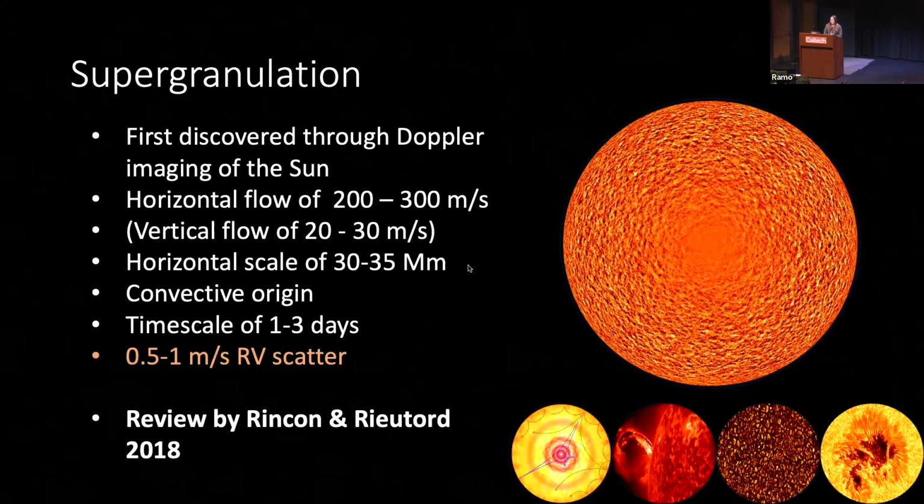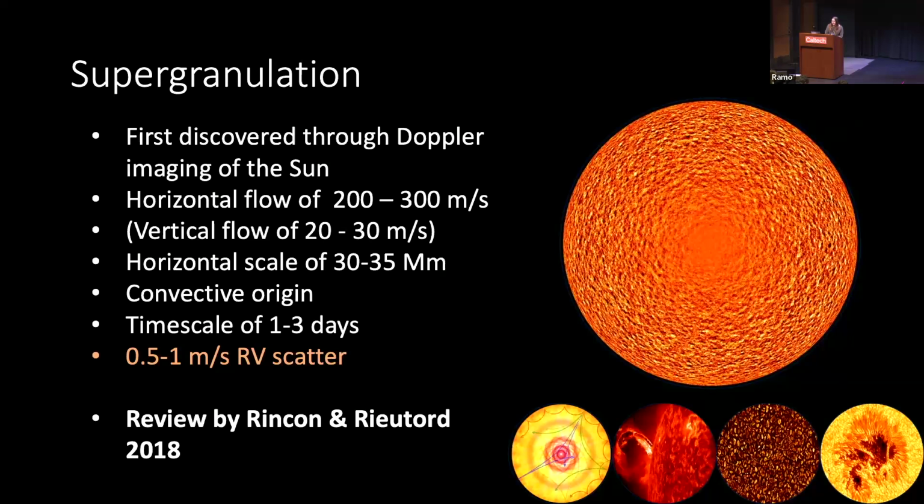So this is basically all about supergranulation, as I said. Supergranulation was first discovered through Doppler imaging of the Sun. You can see a Doppler image of the Sun there, and you can see the supergranules very clearly, especially around the edge of the disk, less so in the center. That's because supergranulation is predominantly a horizontal flow. It has a horizontal velocity of 200 to 300 meters per second, and when you compare that to the vertical flow of 20 to 30 meters per second, you can really see how horizontal it is.